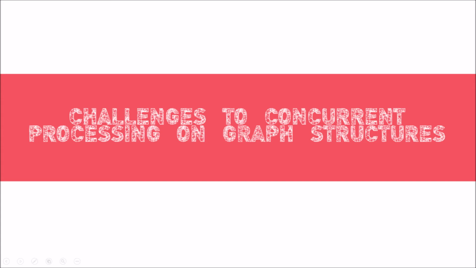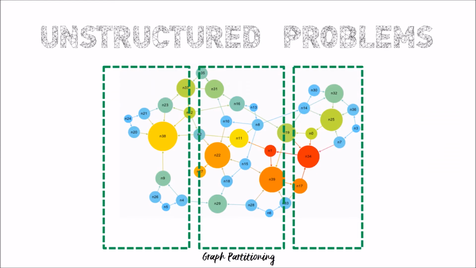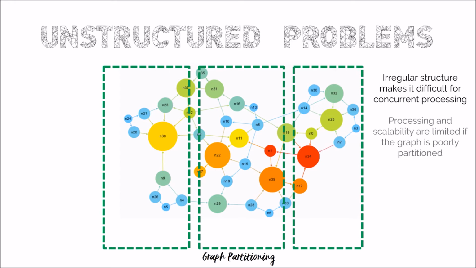Now that we understand graph structures, let us take a look at the challenges of concurrent processing of these graph structures. The data in graph problems are typically unstructured and highly irregular. Similar to the difficulties encountered in parallelizing a graph problem based on its computational structure, the irregular structure of graph data makes it difficult for concurrent processing by partitioning the problem data. Thus, scalability can be quite limited by unbalanced computational loads resulting from poorly partitioned data.